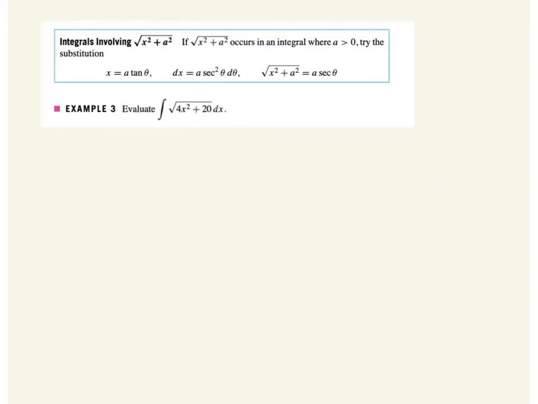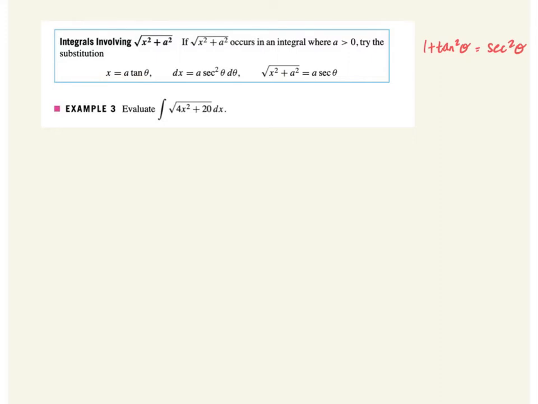Okay, example 3. So now we have it in a format of x squared plus a squared. Right, so it's a little bit different. We don't have the subtraction. So now we're using 1 plus tan squared theta equals secant squared theta. This relationship in order to use substitution here. Okay, same idea. I need to figure out what my a is, so then I can then replace with an x equaling a tan theta.